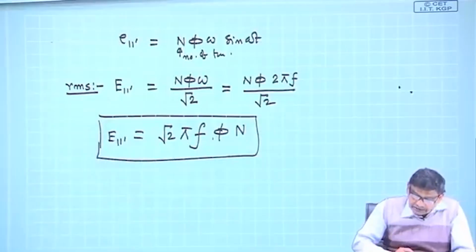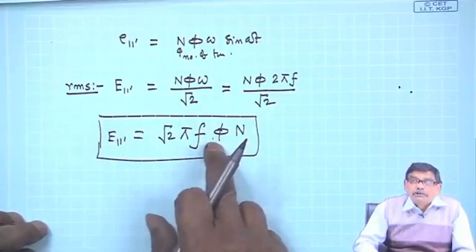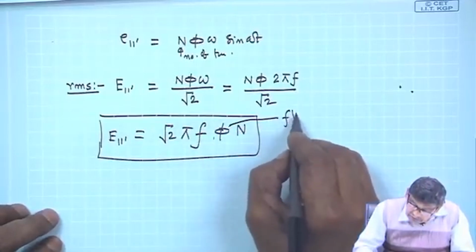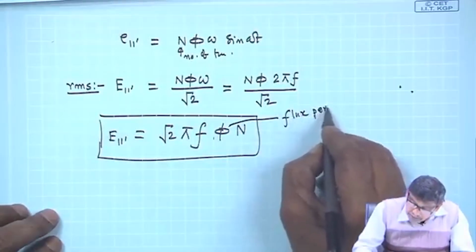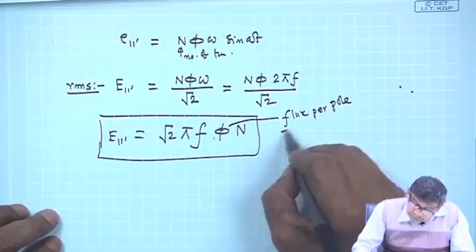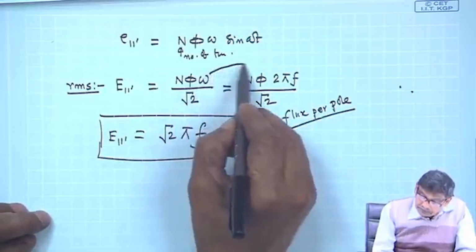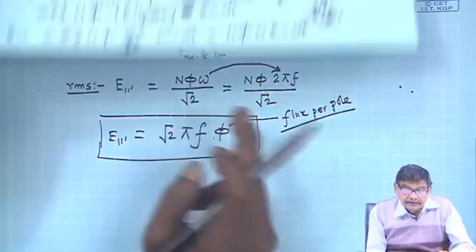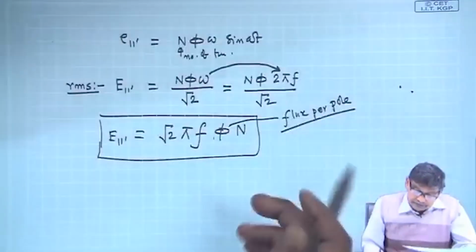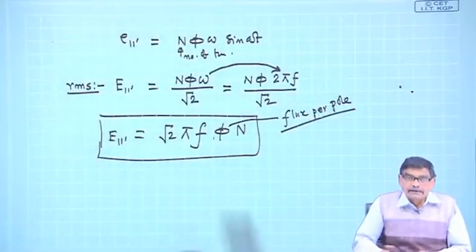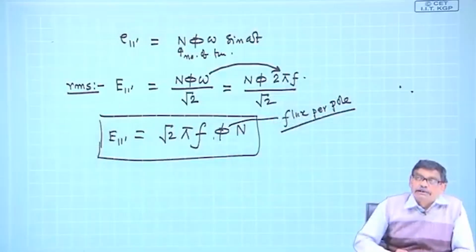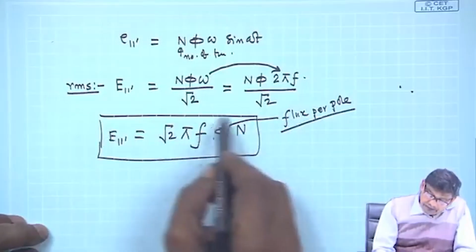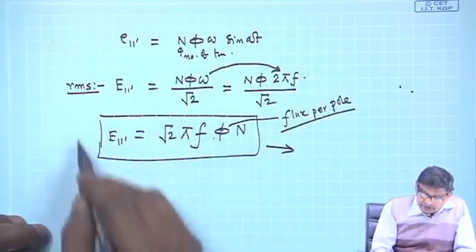Why am I telling similar? Because in a transformer it was phi max, but in case of a rotating machine it is flux per pole. Mind you, going from omega equal to 2 pi f, what is omega? Omega is the electrical speed in radian per second, and that decides the frequency of the AC voltage generated. We have told you earlier. Therefore, this is the most fundamental expression of induced voltage.